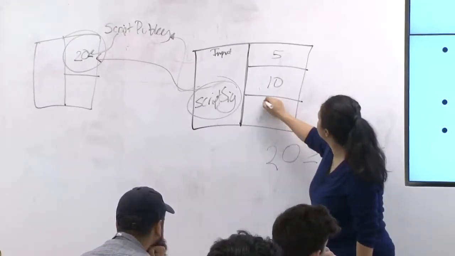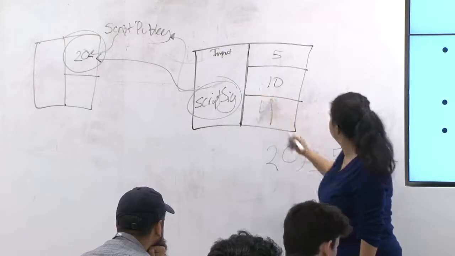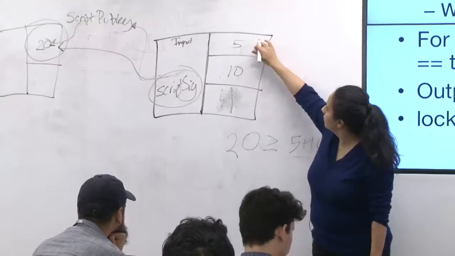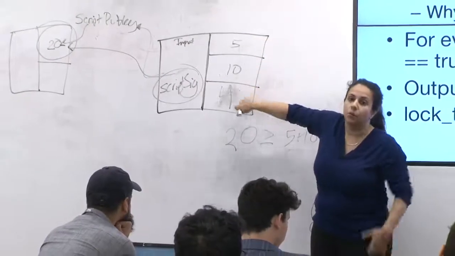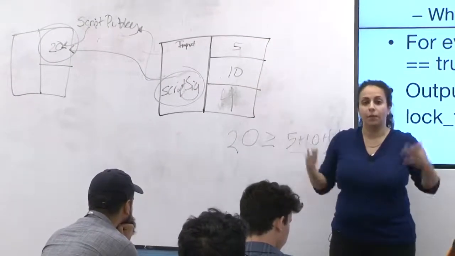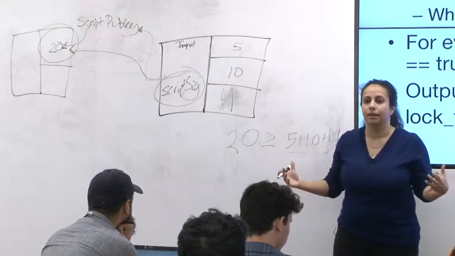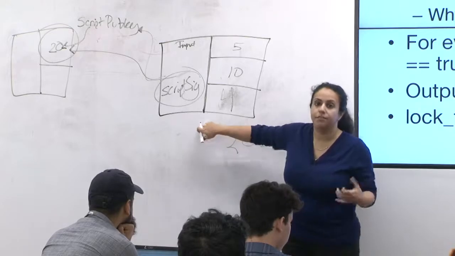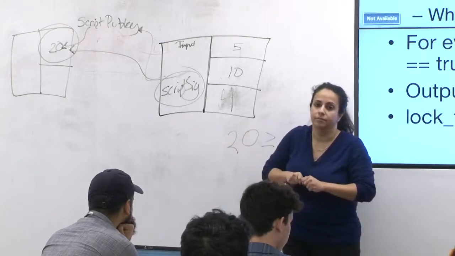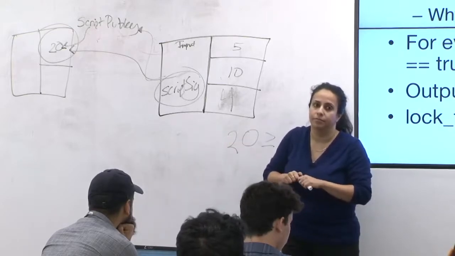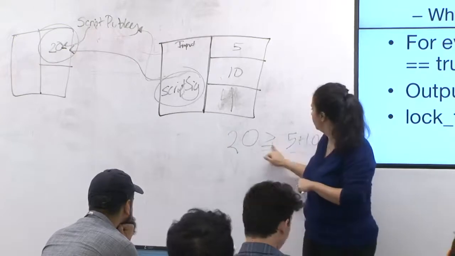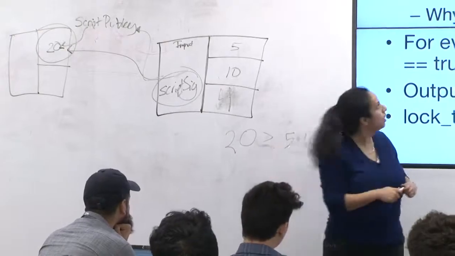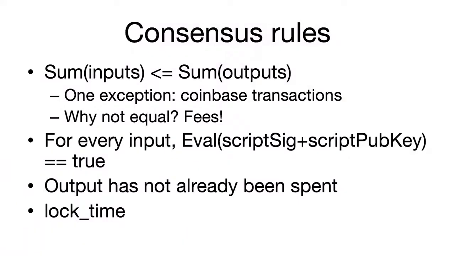What I could do is change this number to a 4. Notice that this adds up to 19 now. Where did that 1 Bitcoin go? That 1 Bitcoin implicitly goes to whoever produces the block that contains this transaction. So it's greater than. Greater than. The sum of the outputs are. Yeah, you're right. Sorry, that should be greater than or equal to.